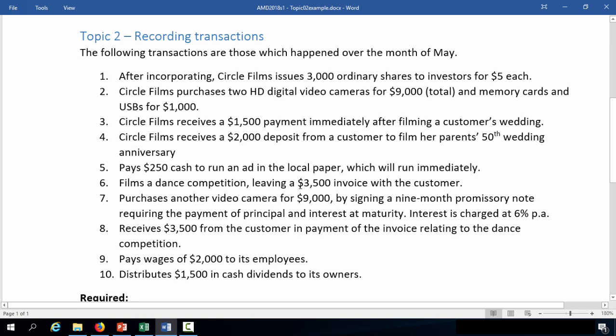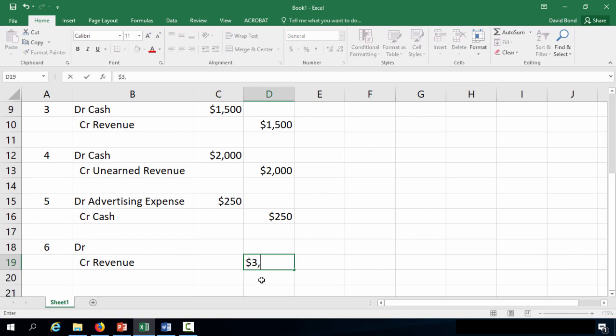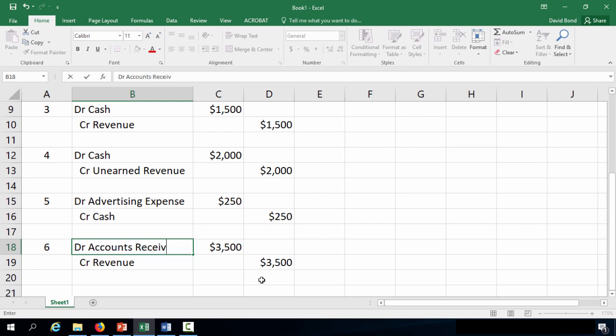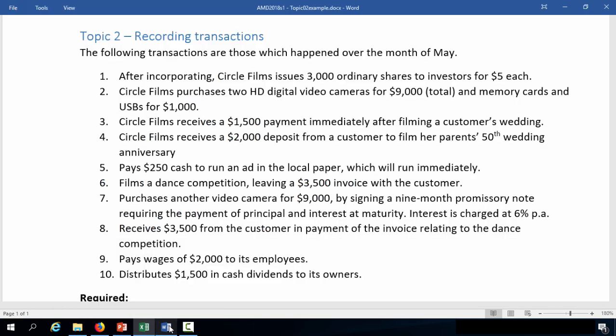Circle Films films a dance competition, leaving a $3,500 invoice with the customer. So we performed the work but have not received any cash. So we credit revenue because Circle Films has performed the service. But they haven't received any money, so we can't debit cash. They do have an asset, which is accounts receivable. So they debit an asset, accounts receivable, to indicate that they are owed money now and will likely receive money in the future.